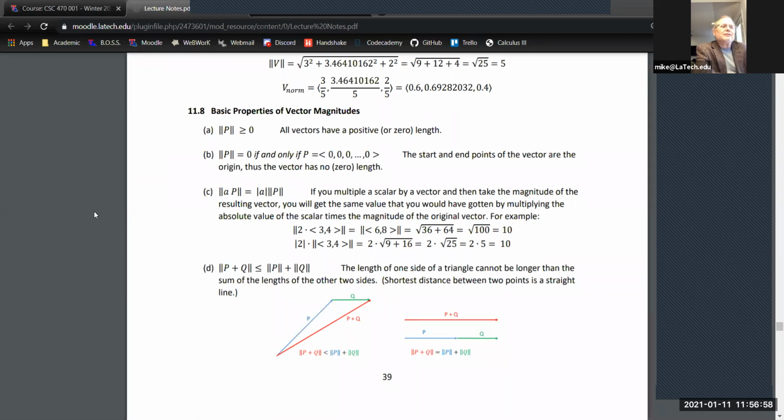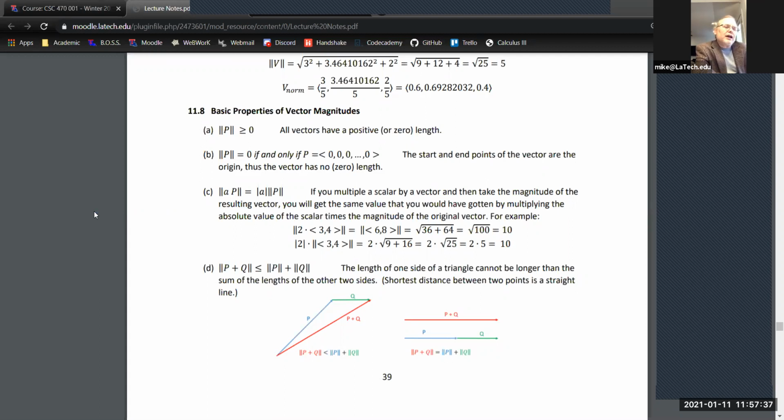And this gets back to what you learned in junior high or freshman geometry, right? The shortest distance between two points is a straight line. So if I had a vector P and a vector Q and I add them together, I get a vector P plus Q. We normally think of P plus Q as being longer than the magnitude of P and the magnitude of Q. It could be equal, but that'll only be the case if P and Q both point in exactly the same direction.